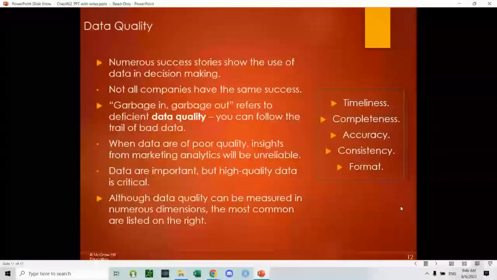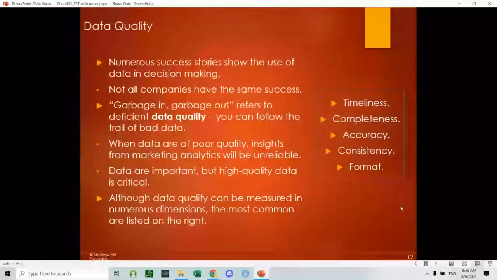Data quality. While there are always many stories about the success of the use of data in decision making, that is not a universal truth, and many companies do not have the same success. The term that is most often applied to data quality is garbage in, garbage out. I'm sure you've heard that term before. Meaning that if your data is not of good quality in the first place, you cannot get good results from it, and the analysis will be unreliable.